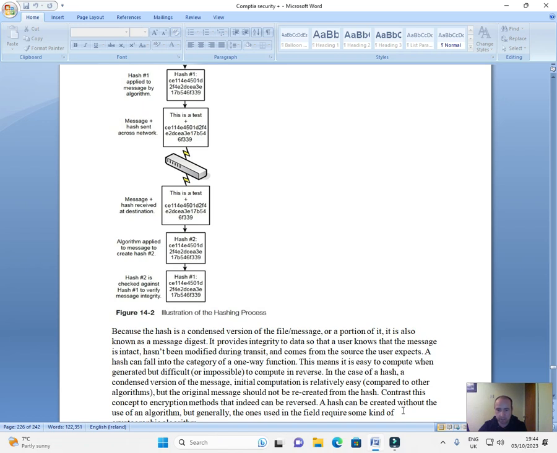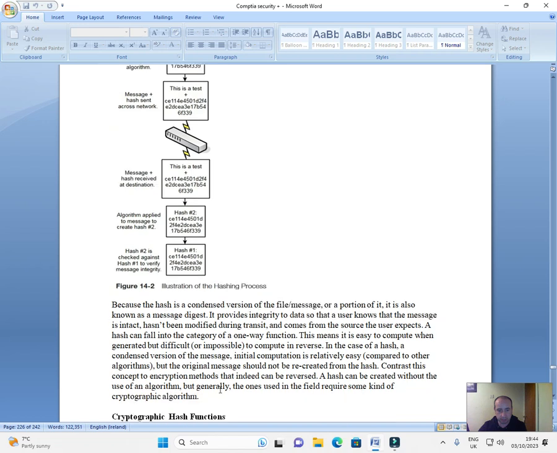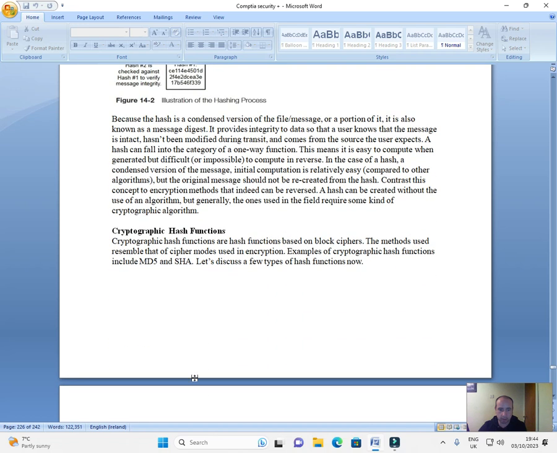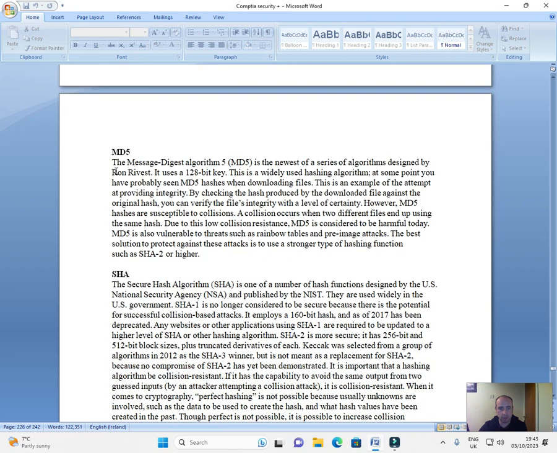A hash can be created without the use of an algorithm, but generally the ones used in the field require some kind of cryptographic algorithm. Cryptographic hash functions are hash functions based on block ciphers. The methods used resemble that of cipher modes used in encryption. Examples of cryptographic hash functions include MD5 and SHA. Let's discuss a few types of hash functions now.